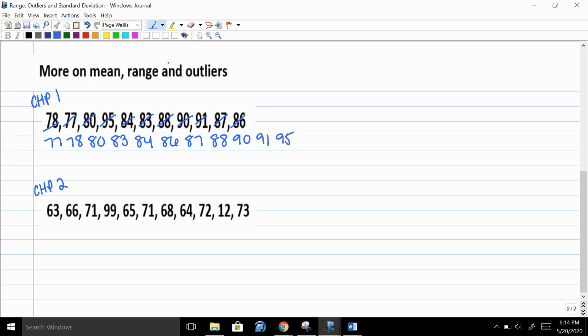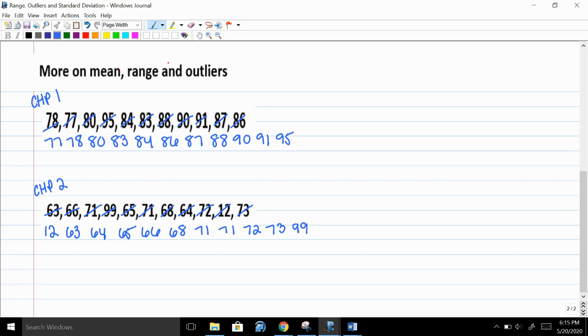And in that second set of data, the smallest number I have is a 12. Working my way up, I got some numbers in the 60s. I got a 63, a 64, a 65, a 66. I got a 68. I got a pair of 71s, 72, 73, and then I have a 99.